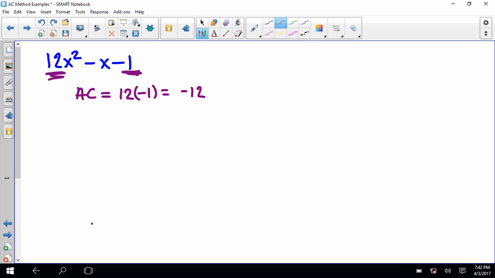And I need factors of negative 12 that add up to a negative 1, because if there's no coefficient in front, there's a 1. So I could do 4 and 3, but I need to decide which one needs to be negative. I need a negative 4, because negative 4 plus 3 is equal to negative 1, and then negative 4 times 3 is equal to negative 12. So that's what I'm checking. They need to add up to be the coefficient with the x. They need to multiply to be that AC.